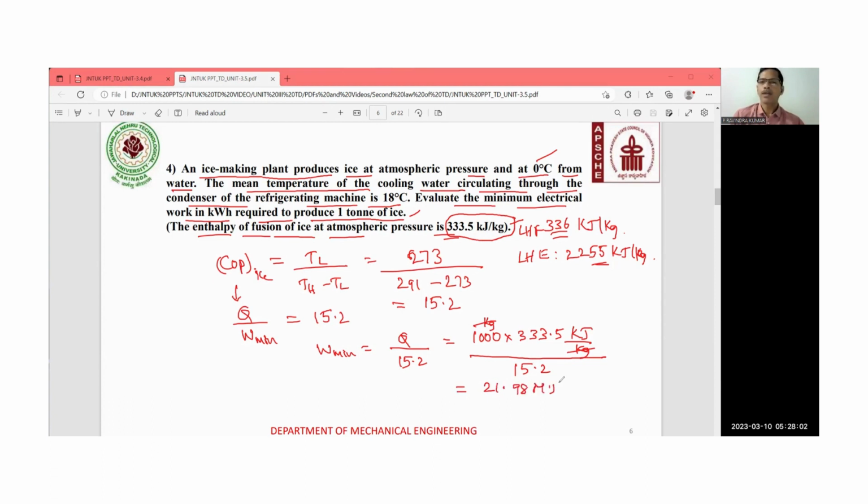21.98 megajoule. And this is nothing but equal to 6.108 kilowatt hour. See here, kilowatt hour, right? So try to observe the conversion. Take the calculator and try to see whether you will divide or multiply by 3600, right? So that is how you try to work it out. But the answer is 6.108 kilowatt hour, right?